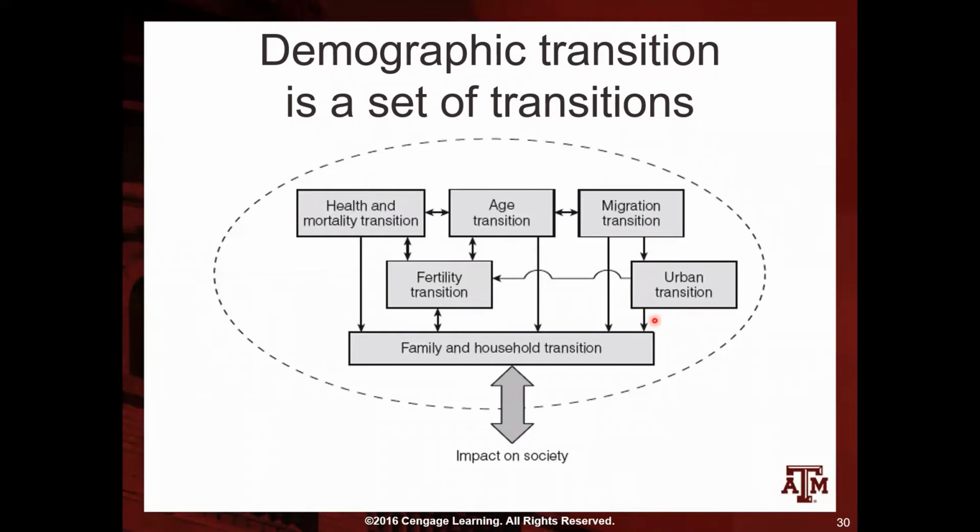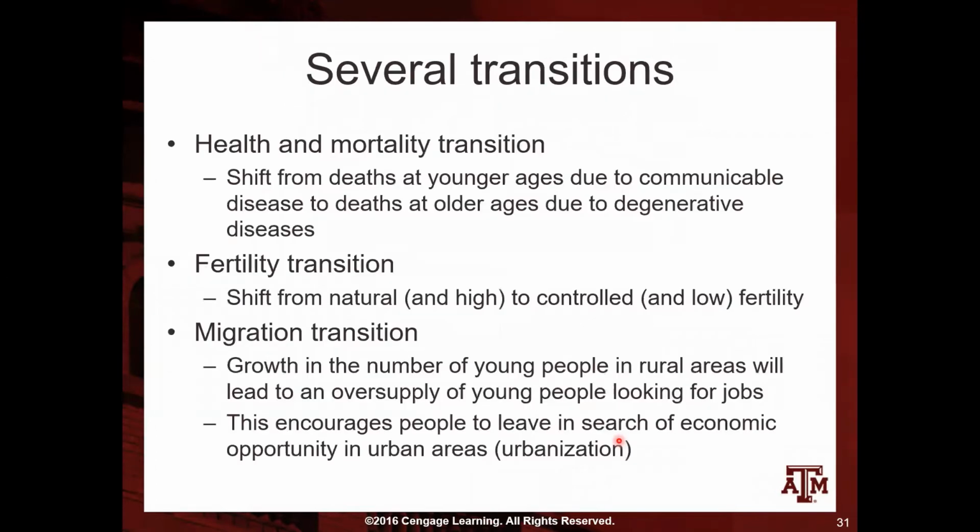They all are interconnected, they all influence each other, they influence age transition, and they also influence family and household composition. And all these different transitions, they impact how our society is organized, how our society is composed, right? So just a little bit about them.